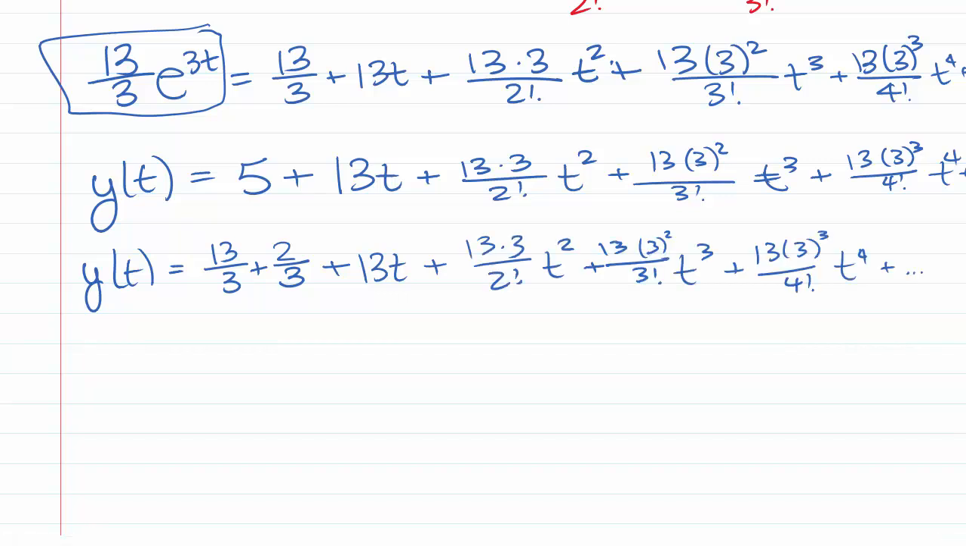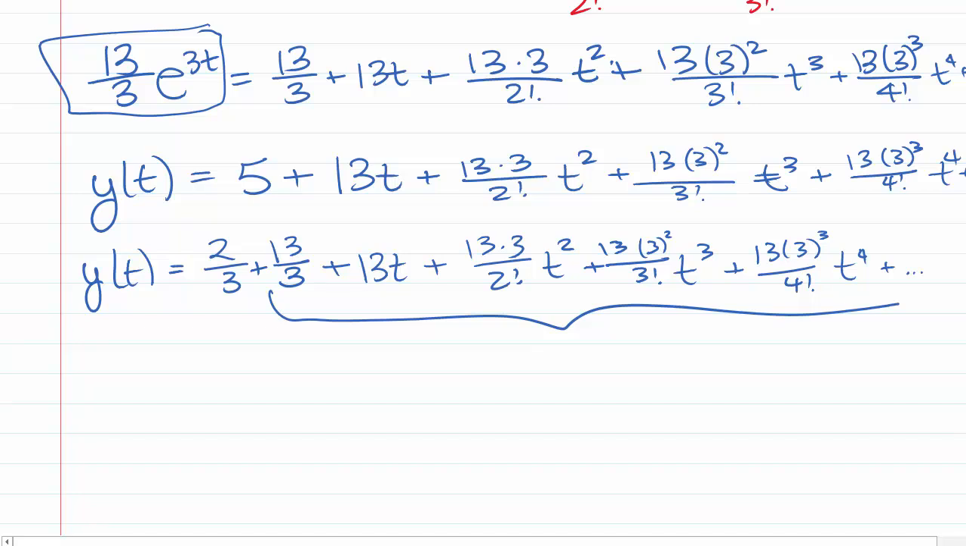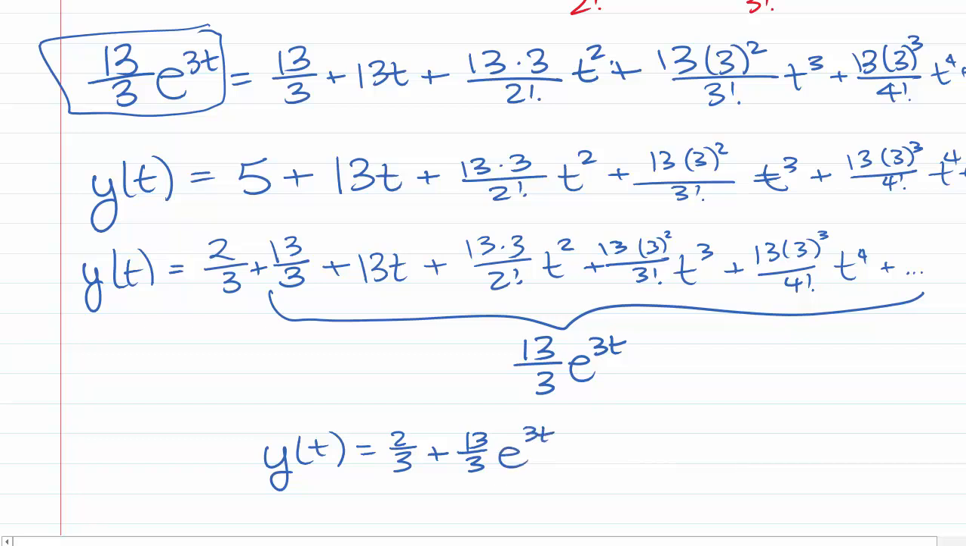Well, actually here, let's change the order of these two and make it 2 thirds plus 13 thirds. All of this part, we know what that is. That's the power series we kind of finagled there, 13 thirds e to the 3t. And so we get that y of t is equal to 2 thirds plus 13 thirds e to the 3t. So we were able to recognize that power series as similar enough to one that we knew that we could manipulate it until it actually matched.